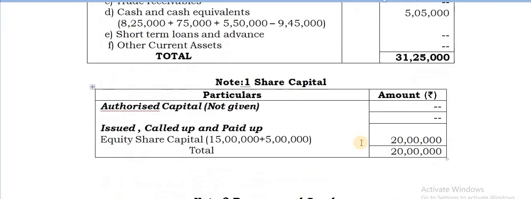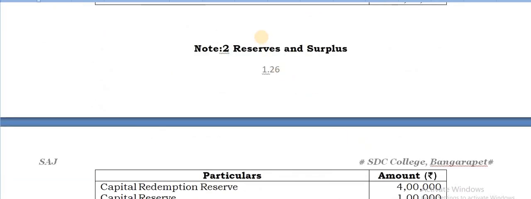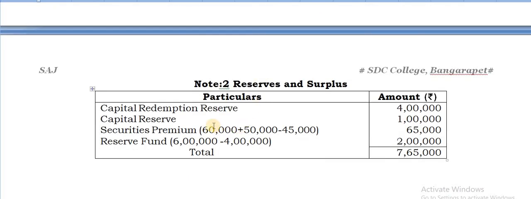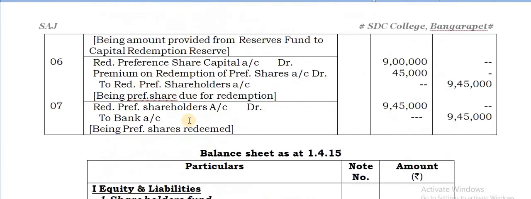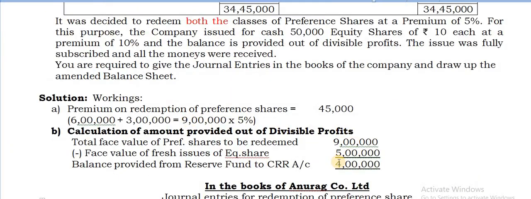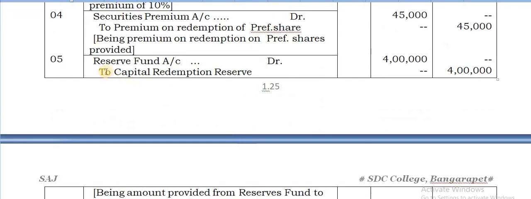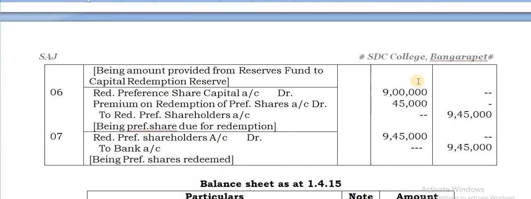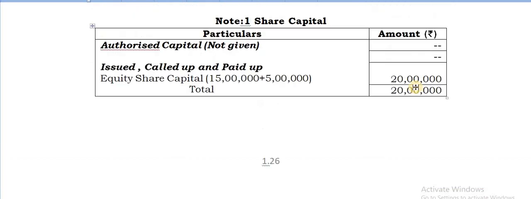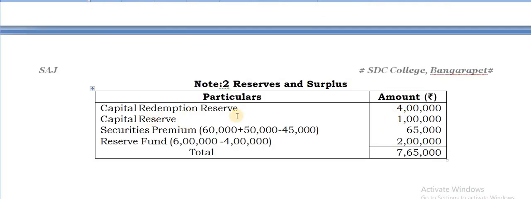Well, coming to the reserves and surplus next. This also needs care. Capital redemption reserve, as you notice, 4 lakhs is compulsory. The amount being transferred to CRR, wherever CRR is created, this capital redemption reserve will appear in the new balance sheet also. So that gives you 4 lakhs. Then capital reserve. This capital reserve is already there in the old balance sheet. That also will remain as it is, 1 lakh.